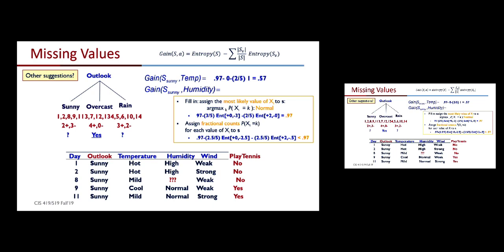Yes? You could try to use some of the other information that you have from the x's. So in this case, maybe you would guess that since the temperature is mild and the only other mild instance has a humidity that's normal, you could guess that it's normal. Excellent. So basically what you're saying, why don't I look at my data and try to infer what's a likely way to complete this missing value?